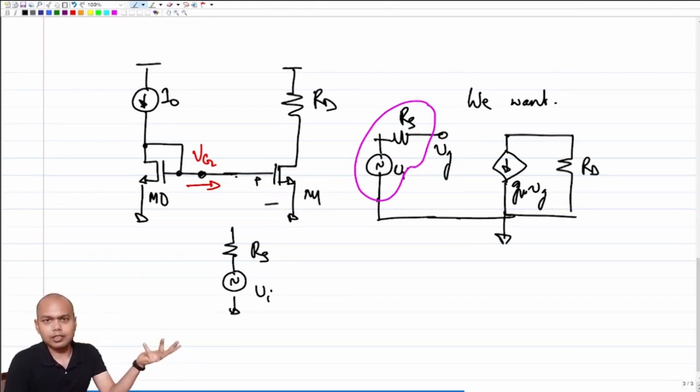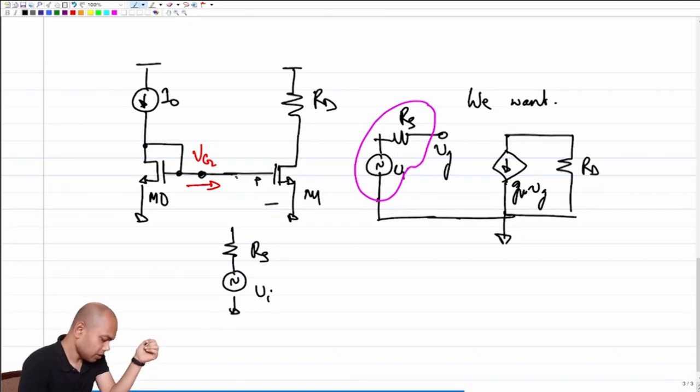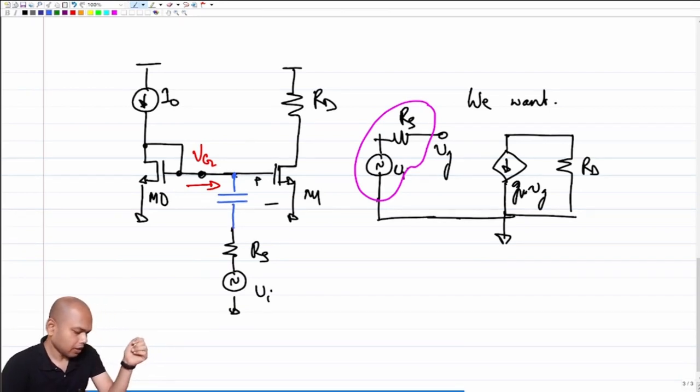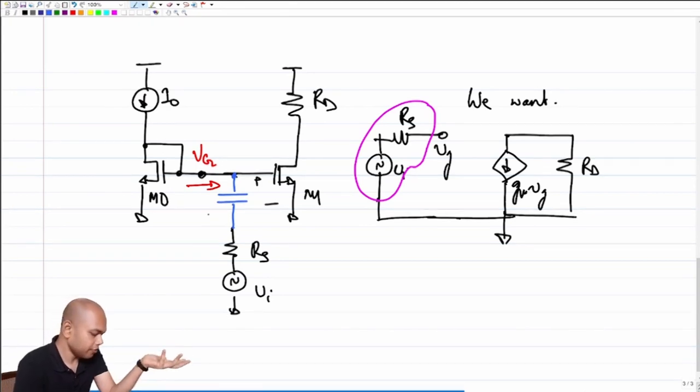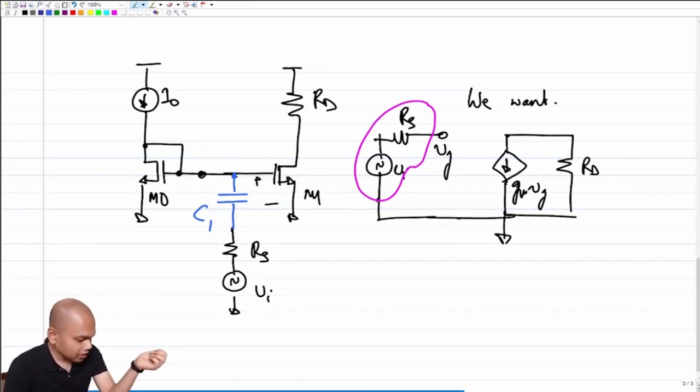Clearly, a capacitance will do the job, right? So let's put the capacitance. Let's call this capacitance C infinity. Let's call it C1 for the time being, then we'll call it C infinity later, right? If I put this capacitance C1, right?